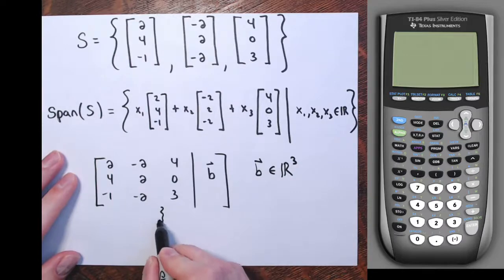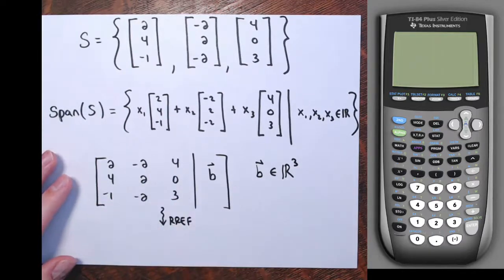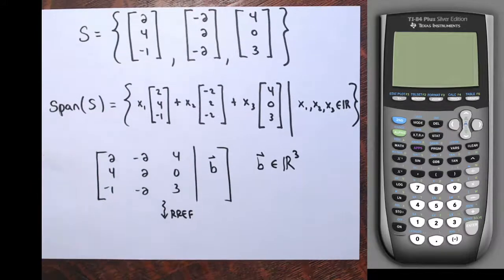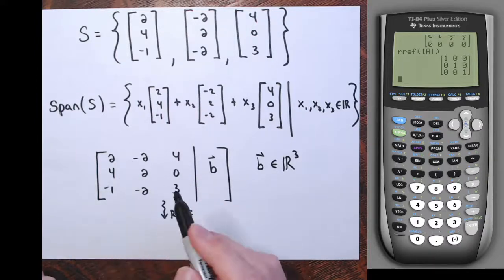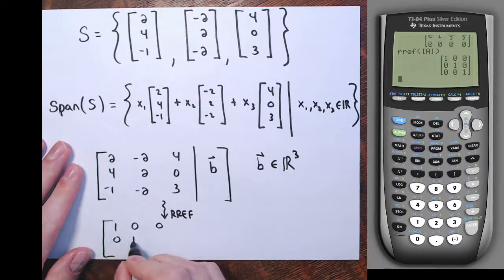And then we put this in reduced row echelon form. So all I'm going to do here is put the coefficient matrix into reduced row echelon form, and I'll have the calculator do that real quick. Okay, so I entered the 3 by 3 coefficient matrix and put it into reduced row echelon form, and it looks like just the identity matrix.